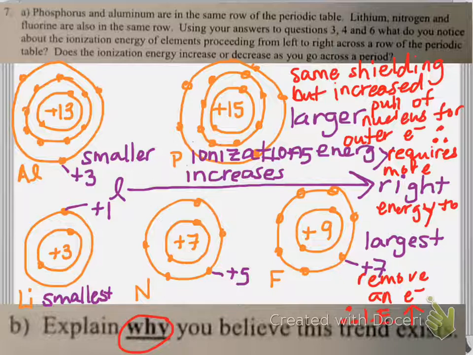Again, the person who wrote this said, this trend exists because as you move from left to right across a period, the attraction between the nucleus and outer level electrons also increases. For atoms with a stronger attraction for the outer electrons, it requires more ionization energy to remove the electron.